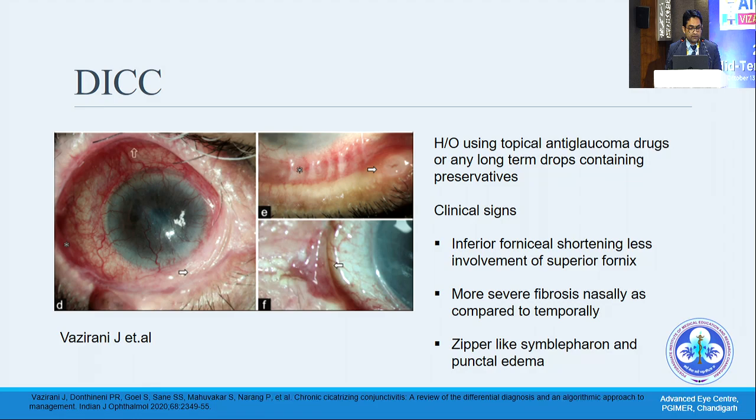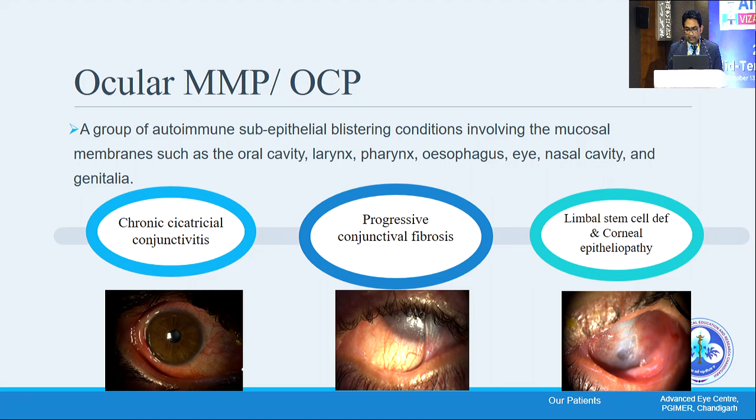So these photographs suggest that the burden of the disease is in the inferior fornix and the nasal part of the fornix. This is a typical case of drug-induced cicatricial conjunctivitis, where you can see a zipper-like symblepharon formation in the right picture. If you take care of the details of the area of scarring, you can identify drug-induced cicatricial conjunctivitis.